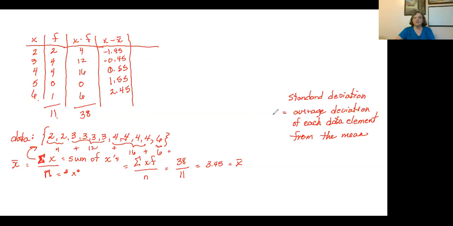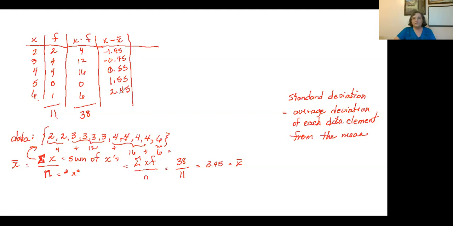To get the average distance that each number is from the average number, you would add up each of these times the frequency. So this difference occurs 2 times. This difference occurs 4 times, and so on. The problem is that your negatives will cancel out your positives and give you an overall of 0, even if there's a drastic difference between your number and the average.